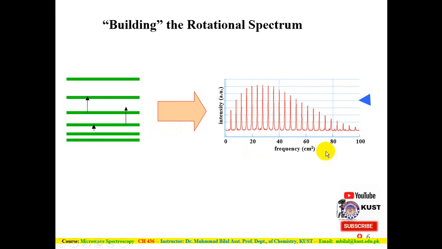If we plot the frequency scan on the x-axis and absorption intensity on the y-axis, we will observe this type of volcano graph, where the intensity is lower, then increases, and then is highest. This represents the population of molecules in different energy levels. We will discuss this in detail in a coming lecture.